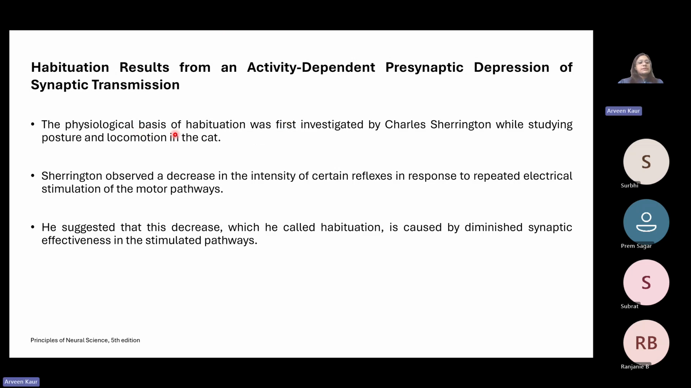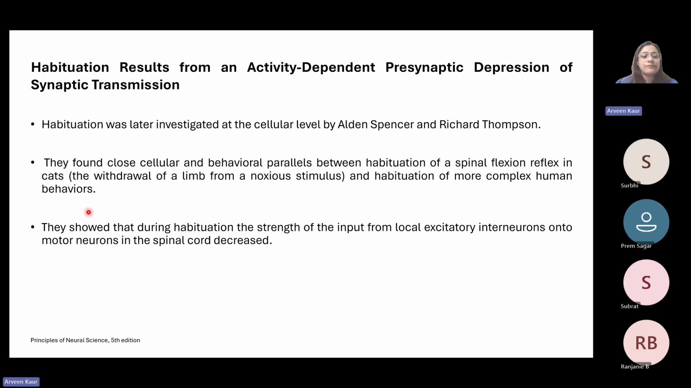So the physiological basis of habituation was first investigated by Charles Sherrington while studying posture and locomotion in the cat. Sherrington observed a decrease in the intensity of certain reflexes in response to repeated electrical stimulation of the motor pathways. He also suggested that this decrease, which he called habituation, is caused by diminished synaptic effectiveness in the stimulated pathways. Right? Habituation was later investigated at cellular level by Alden Spencer and Richard Thompson.